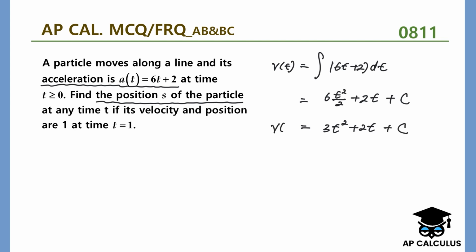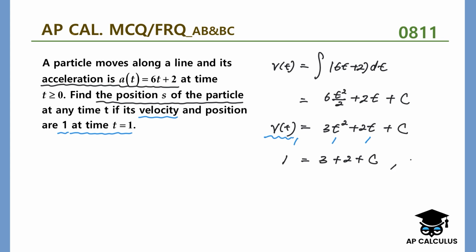That's our velocity, right? It is given that at time t is equal to 1, our velocity is equal to 1, right? So when t is equal to 1, our velocity is equal to 1. So 1 is equal to 3 plus 2 plus c. Our c is negative 4, right? So our velocity is 3t squared plus 2t minus 4. So far so good.